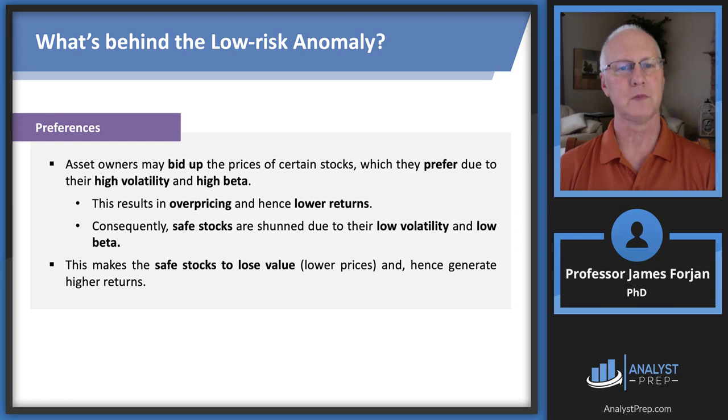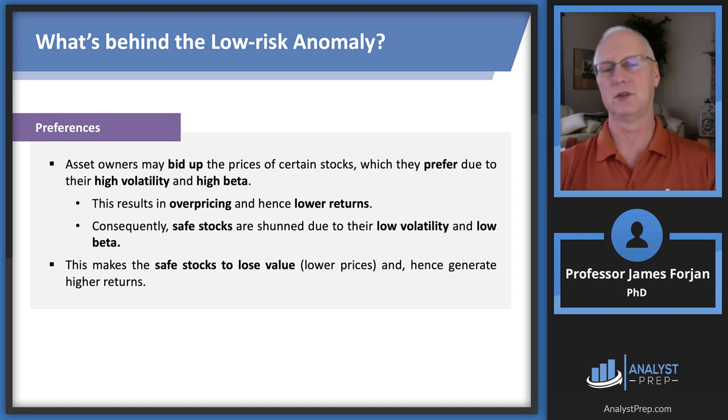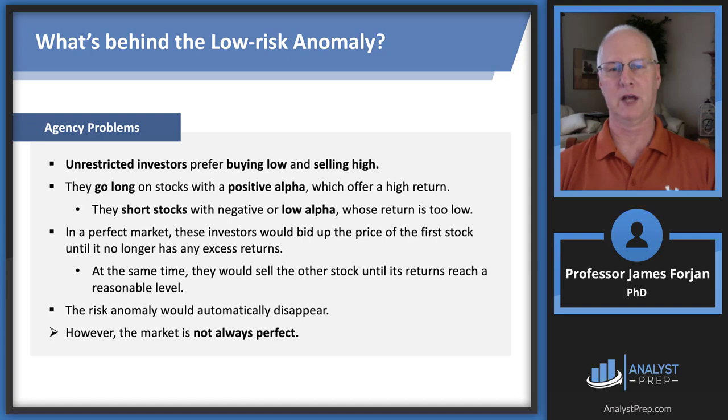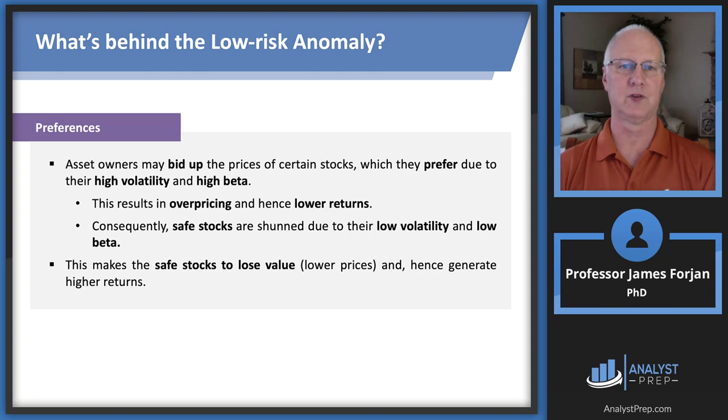And of course, we don't even need to consider leverage or contractual or policy statement restrictions. We can just talk about preferences here. They might prefer high volatility stocks and high beta stocks. And so this is going to overshoot that price so that they're going to end up with lower returns. So think about these first two, leverage and agency, as unique and specific to specific types of investors, specific types of leverage preferences.